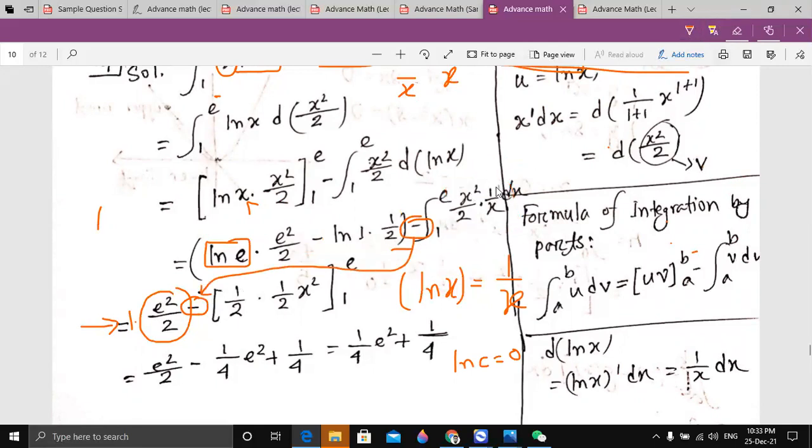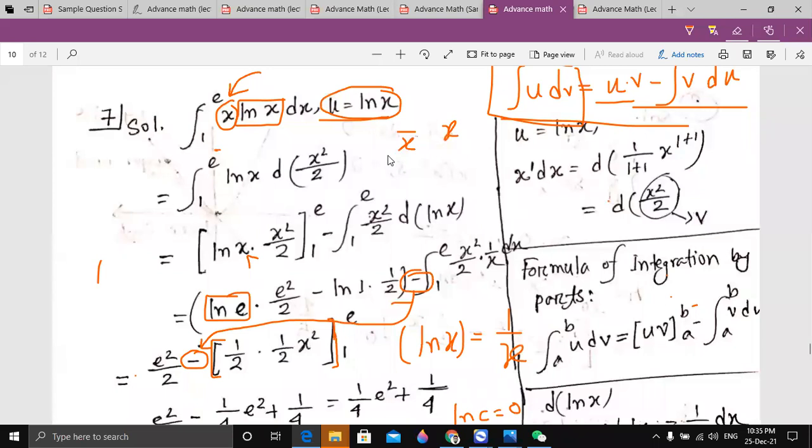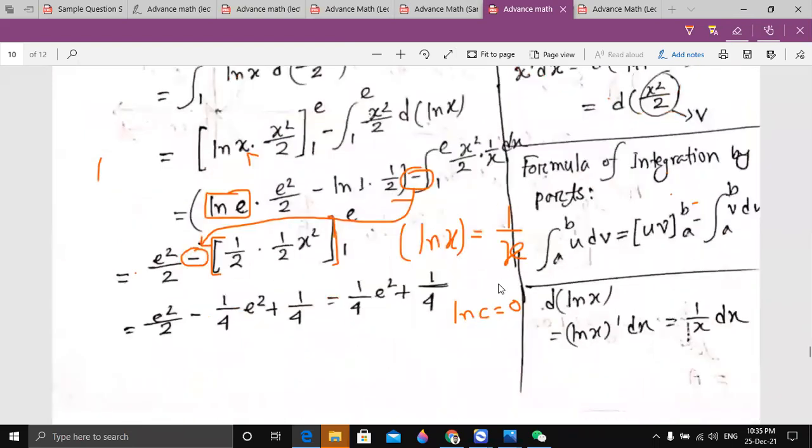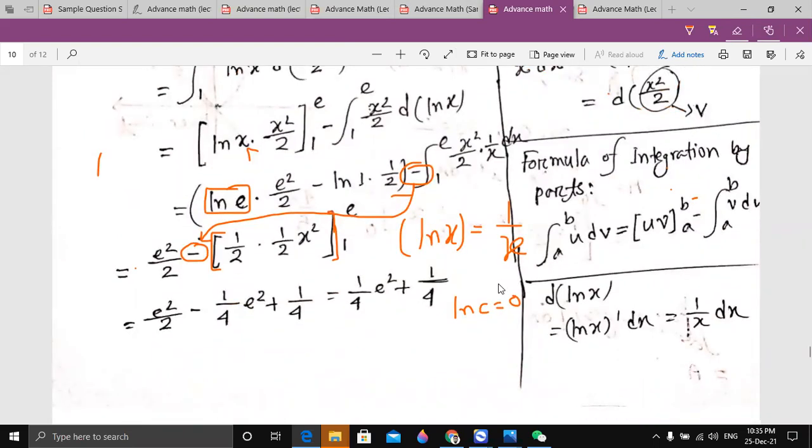And for this part, we need to... oh, I'm sorry. Integration of 1 to e, x ln x dx. Let me see the answer. e square by 4. e square plus 1 by 4. Okay, fine.